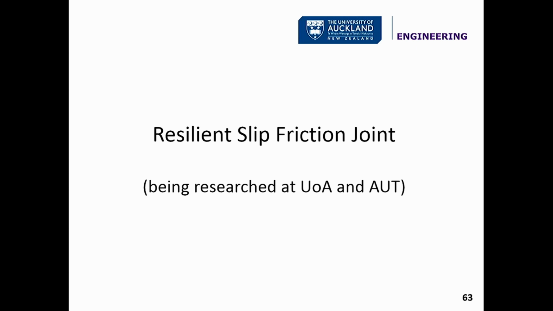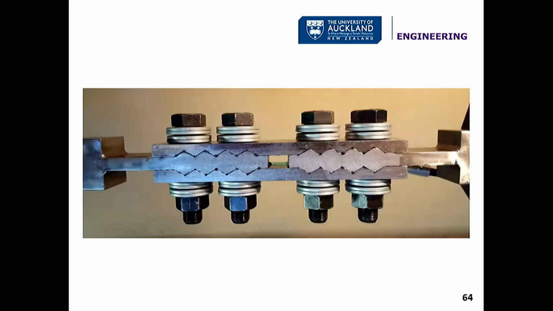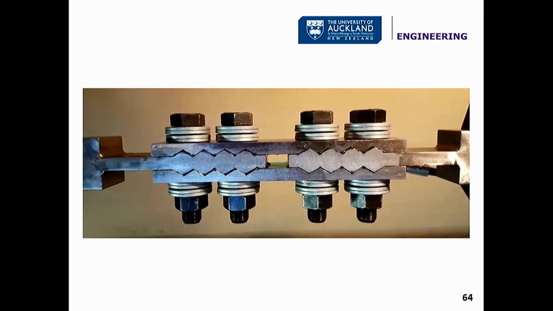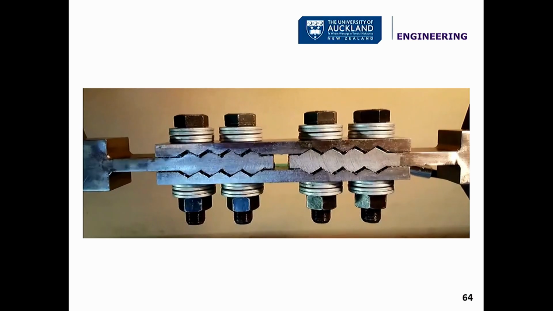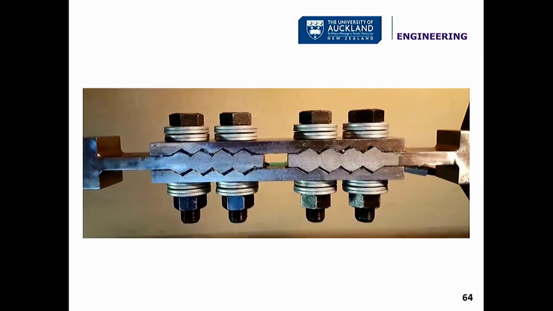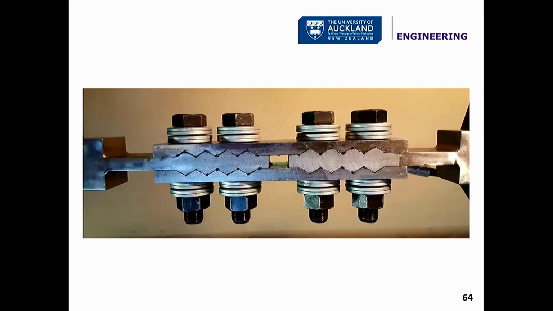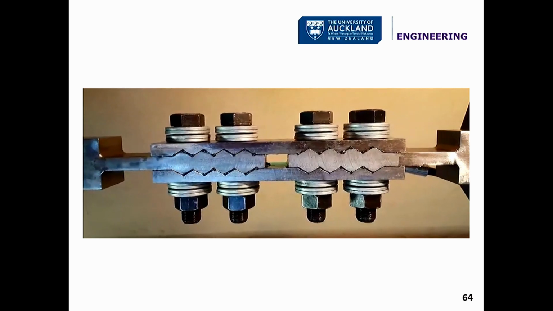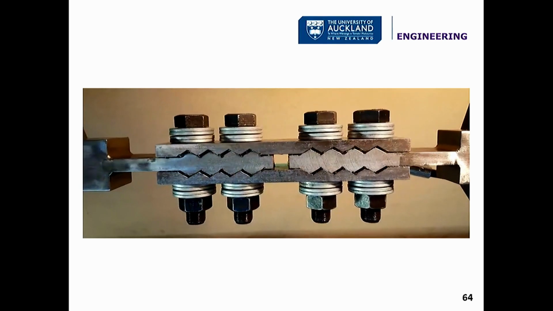The next one is the resilient slip friction joint. That's being researched at the University of Auckland and Auckland University of Technology. The way it works, we're going away from developing the fuse in the timber connection. Traditional timber connections will have crushing. It will not be resilient following the earthquake. The RSFJ will not have crushing, and it will be resilient following the earthquake.